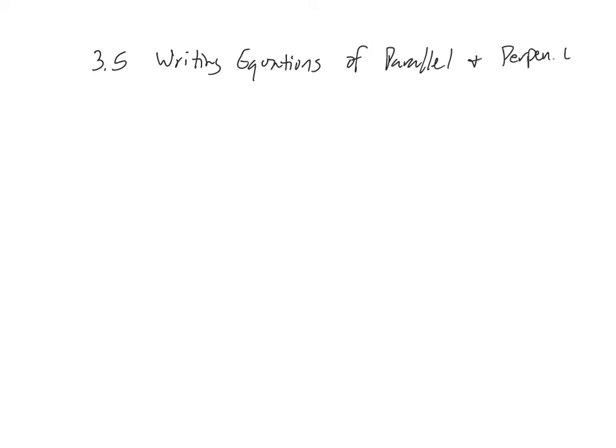Alright, section 3.5, we're skipping section 4. So this is a big algebra section, which is good to review. Writing equations of parallel and perpendicular lines. So first we're going to have to deal with slope.